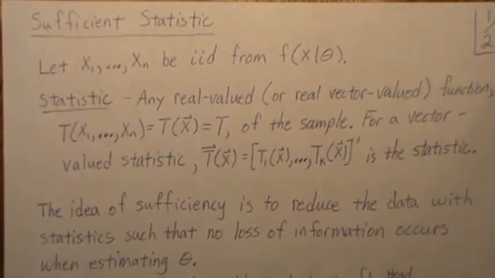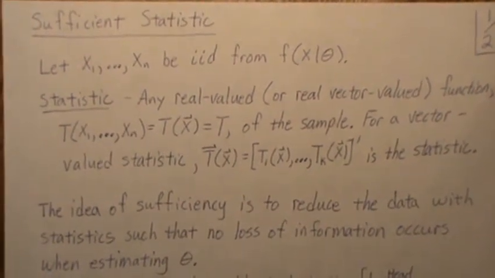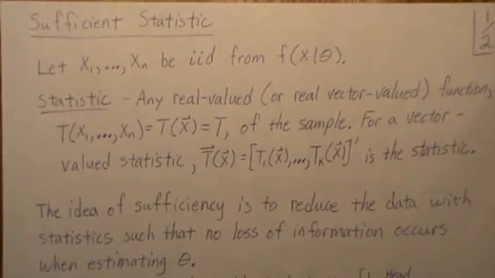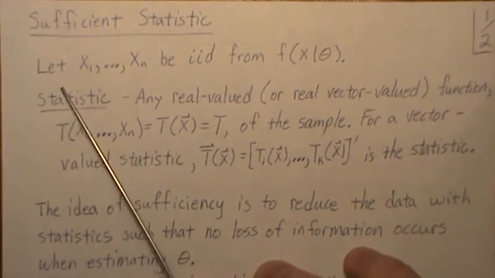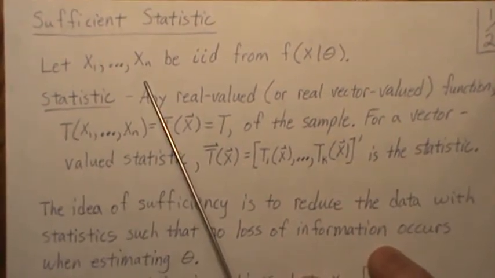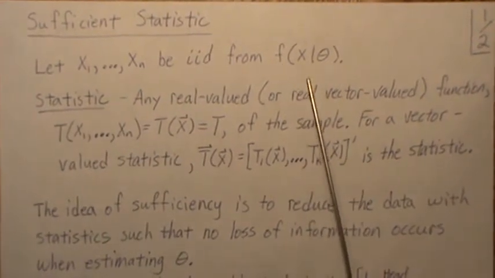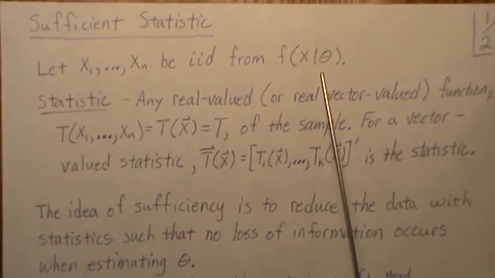Hello, this is the next video in a playlist that I'm calling Parameter Estimation, and we're going to look at sufficient statistics in this video. So let's let x1 through xn be a sample that's IID from this density or probability mass function.